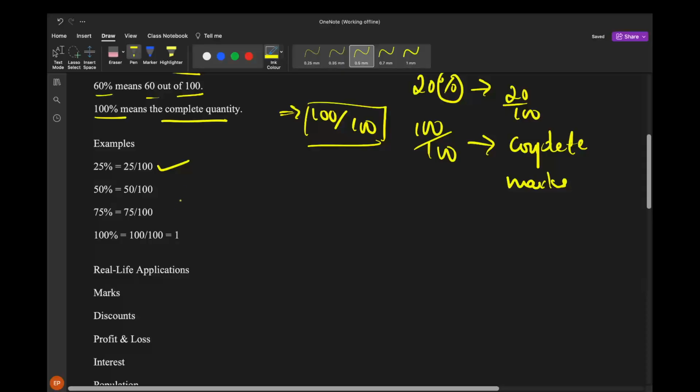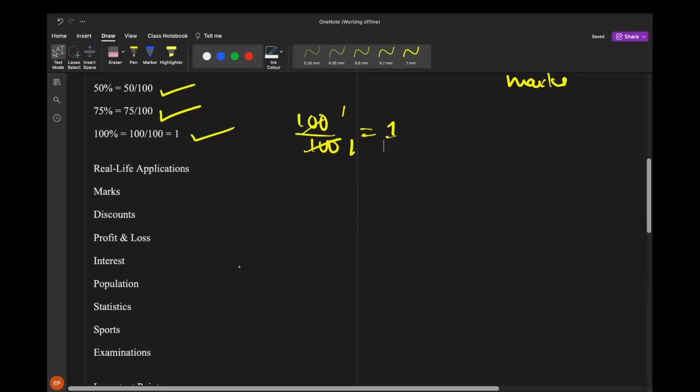25% is 25 by 100. 50% is 50 by 100. 75% is 75 by 100. 100% is 100 by 100. 100 divided by 100, which is 100 ones are 100, gives 1. Like that. Here are some real world applications.